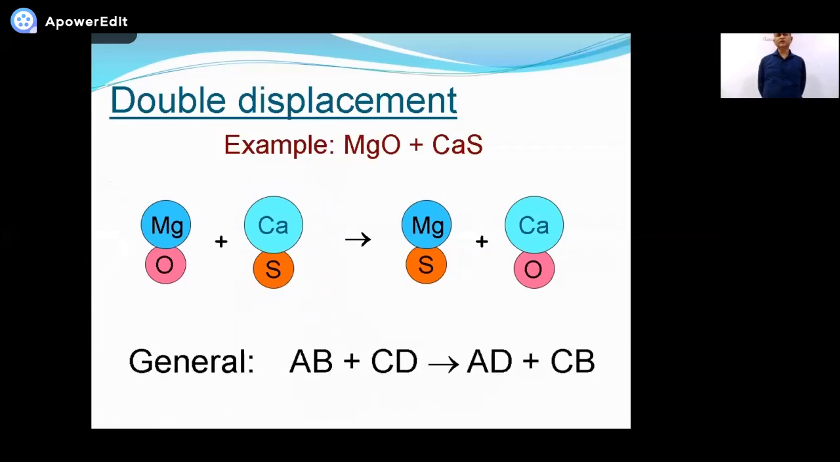This is the most convenient way. If we have a reaction AB and CD, then it will convert into AD and CB. Okay? Simple.